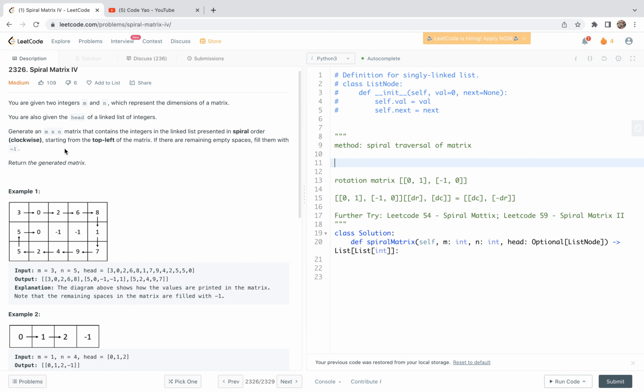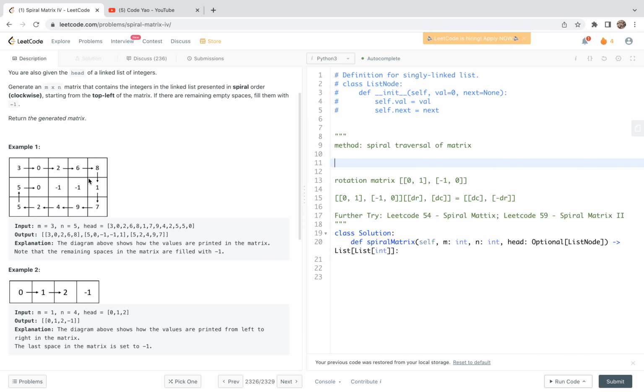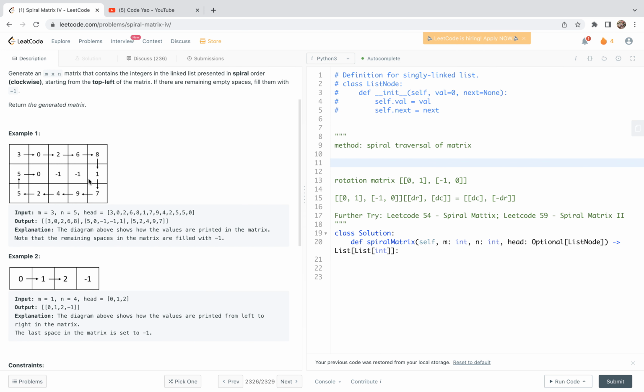So that's the statement of the problem. We are required to return the matrix in the end. Let's look at example 1. In example 1, here is the head. This is the element in the linked list. We start from the top left, 3, and then we continue to move to the right horizontally.